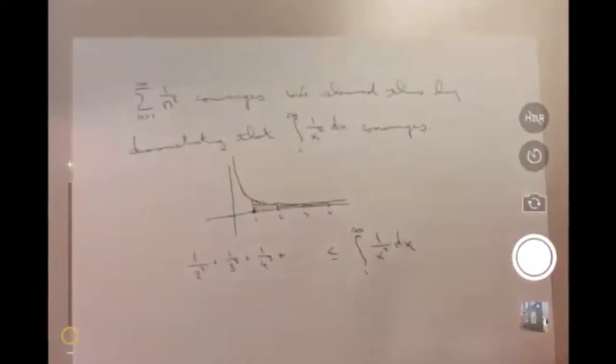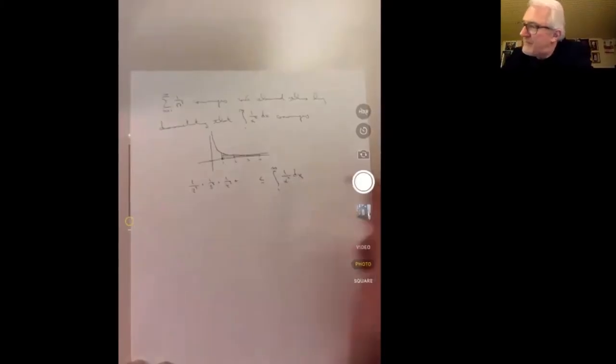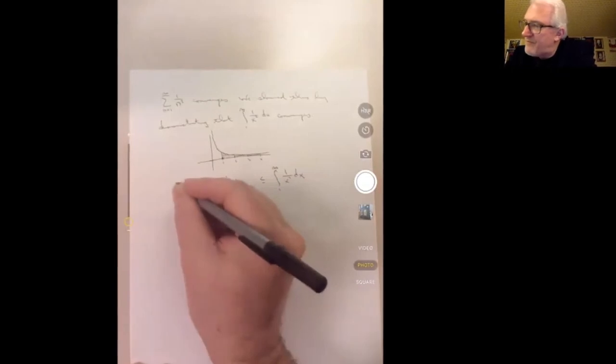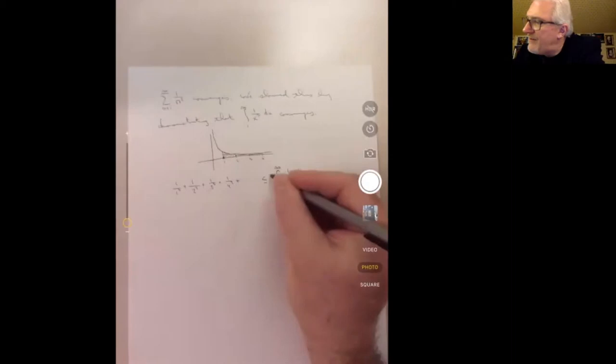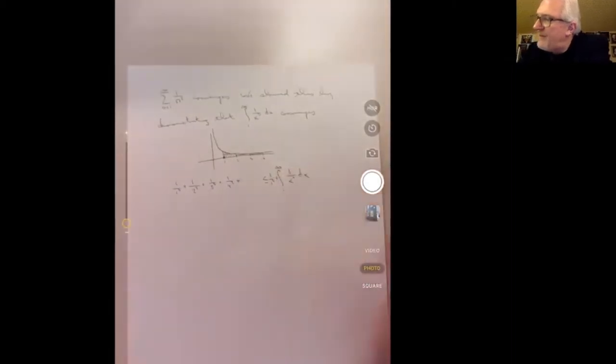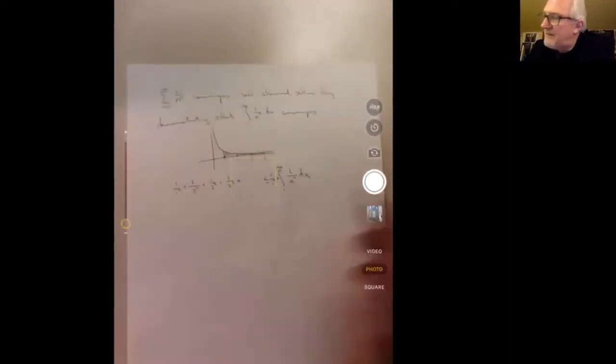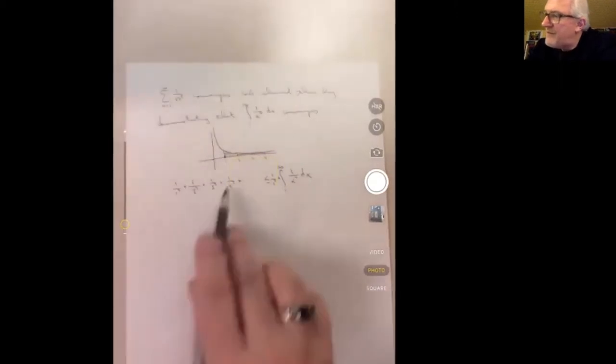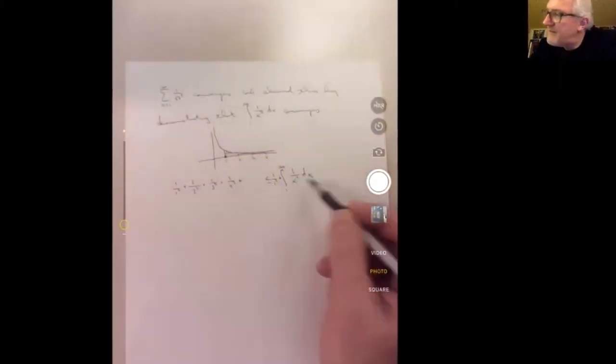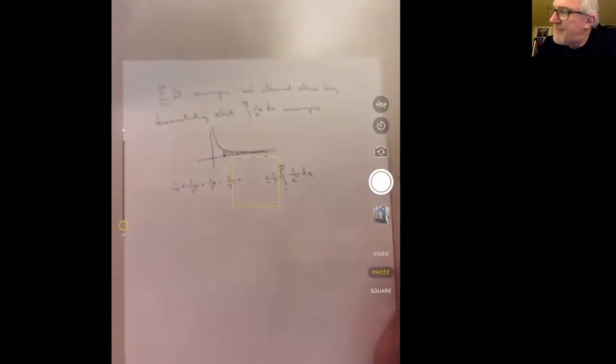Right? And so it's certainly true that if we put that first term over here, the value of the series is in fact less than or equal to this sum over here.